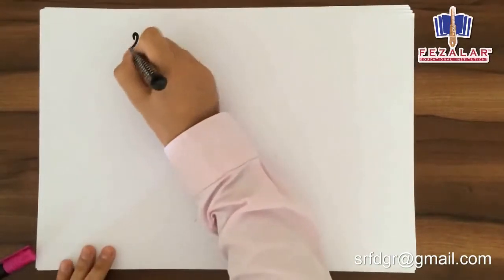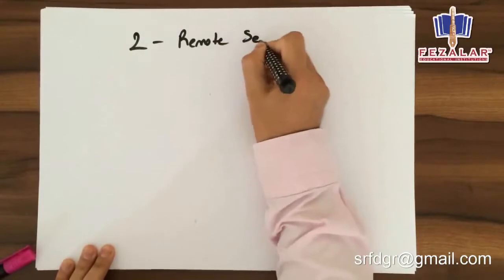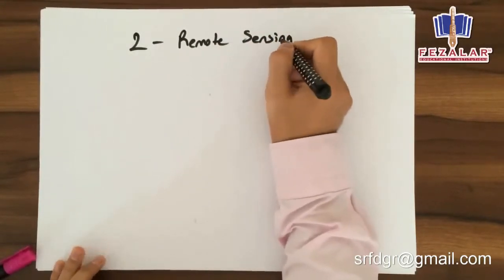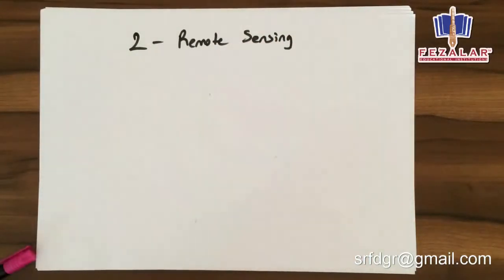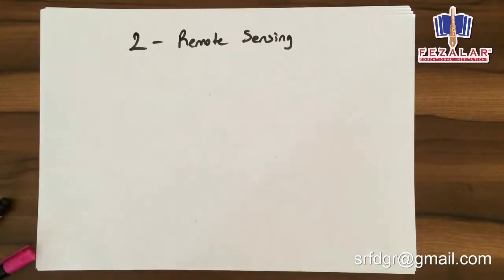The second application is remote sensing. Its method is very close to radar. It is used in civil engineering, meteorology, agriculture, and military applications.